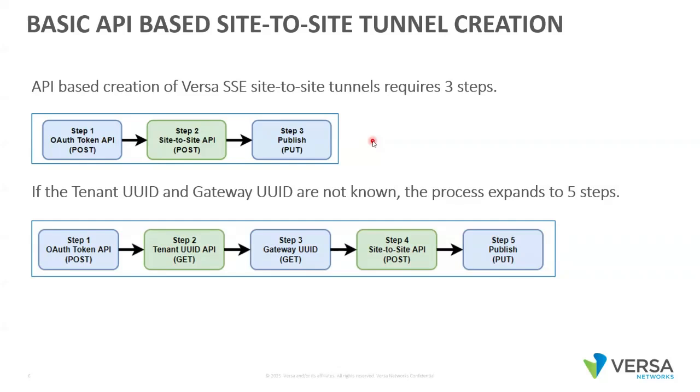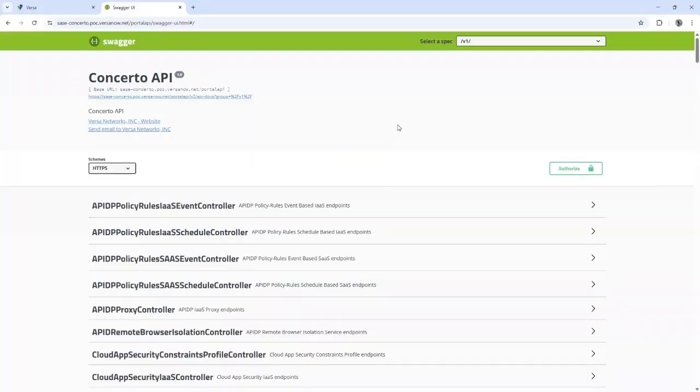To perform the configuration in 3 steps, the tenant and gateway UUID must be known. For the purposes of this video, we will add 2 additional steps, assuming that the tenant UUID and gateway UUID are not known and must be queried. We will add those steps between the OAuth token POST request and the site-to-site tunnel POST request, as shown in this process diagram. Let's check Swagger to identify the API call required to secure the OAuth token.